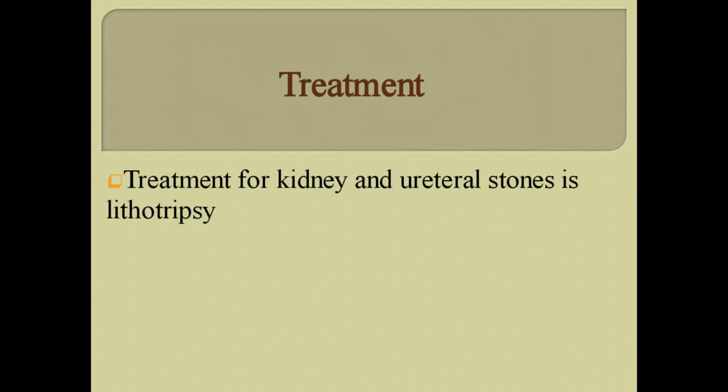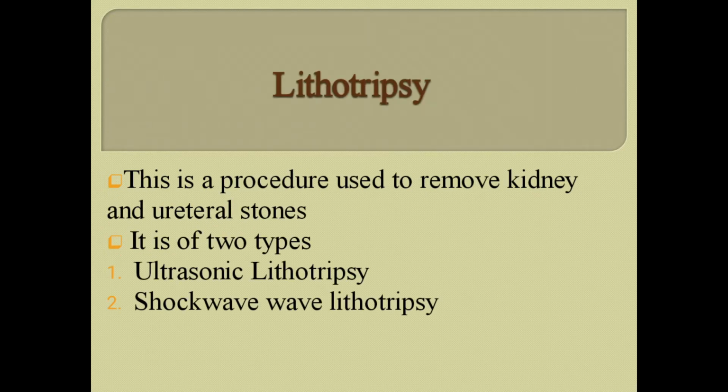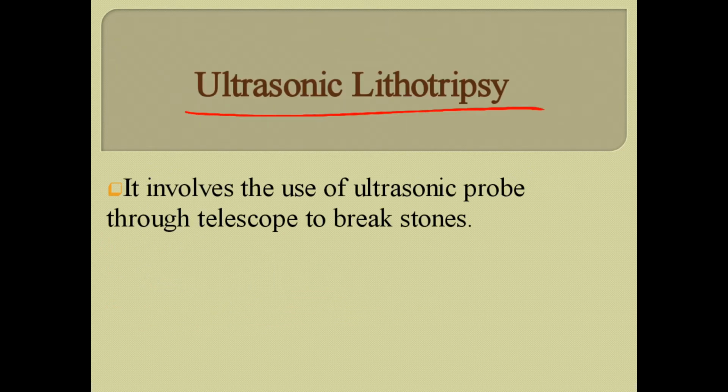The treatment procedure is lithotripsy, and it is of two types. The first is ultrasonic lithotripsy and the second is shockwave lithotripsy. In ultrasonic lithotripsy, ultrasonic waves are focused from outside of the body towards the stones. As they are focused toward the stones, the ultrasonic waves break the stones apart into smaller pieces, and then these smaller pieces are passed in the urine.